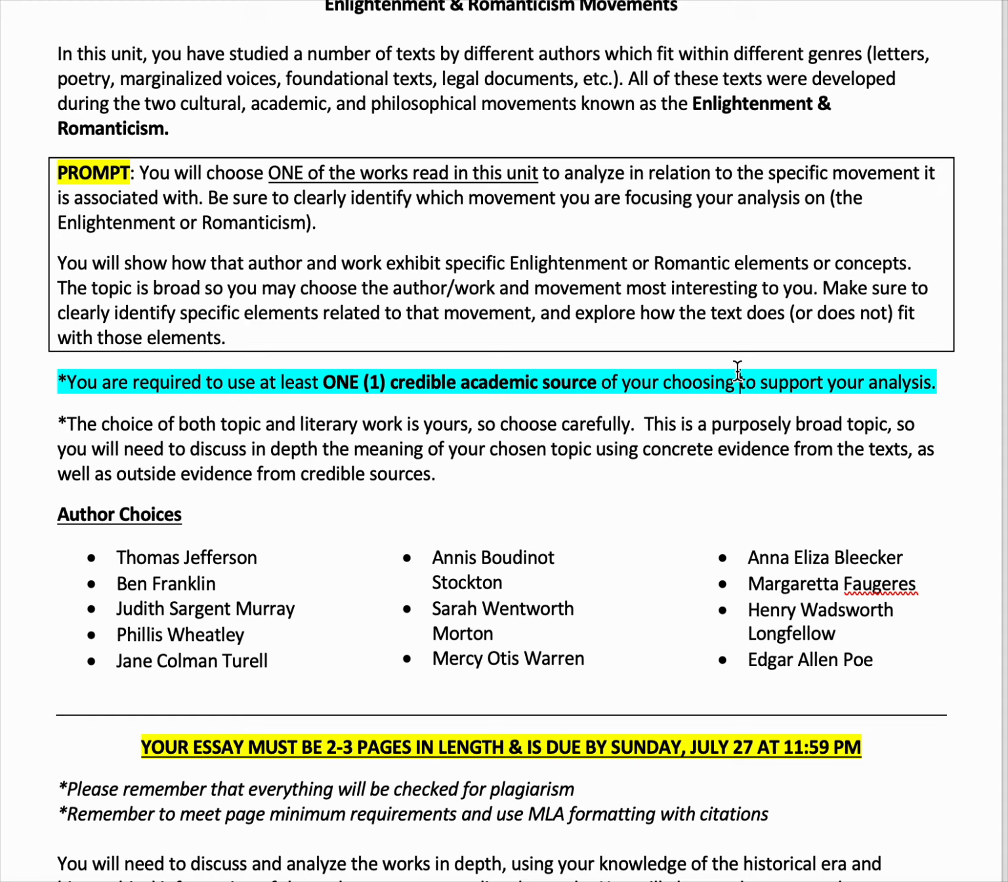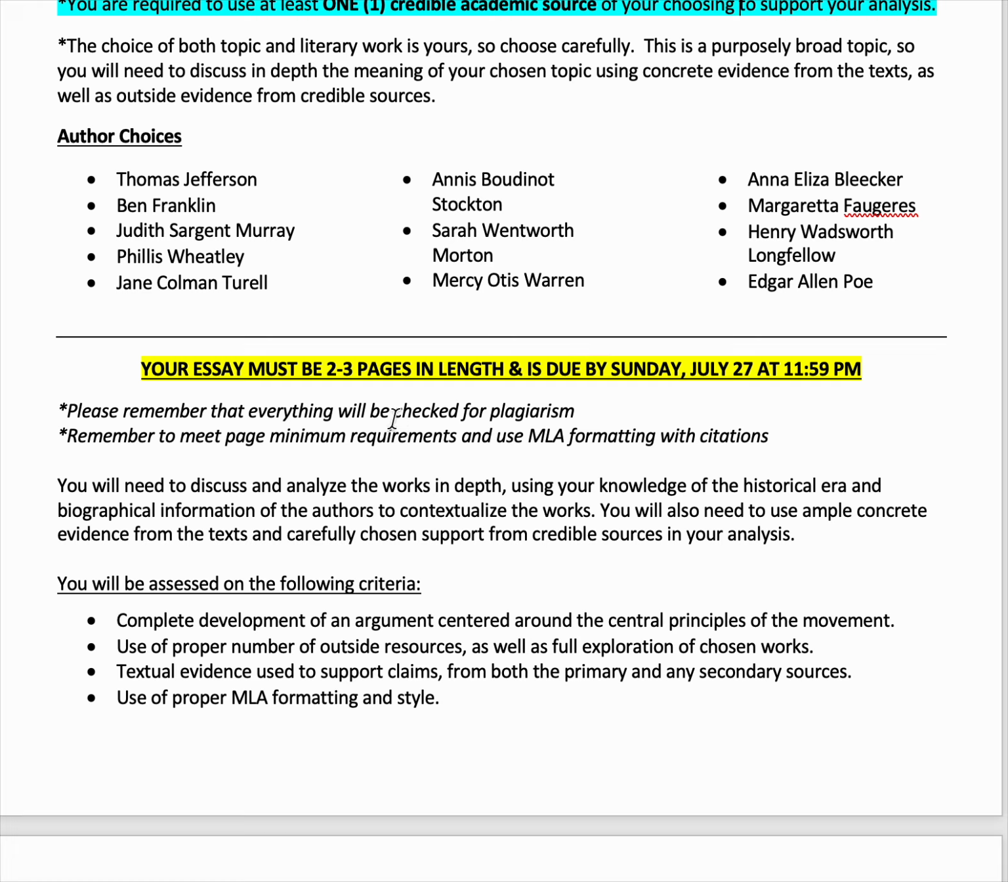You're going to pull in direct quotes from those sources to show your audience what you're talking about or support your claims, just as you would use quotes from the texts themselves to back up your claims. Remember, everything's checked for plagiarism. You need to have MLA and citations, etc.